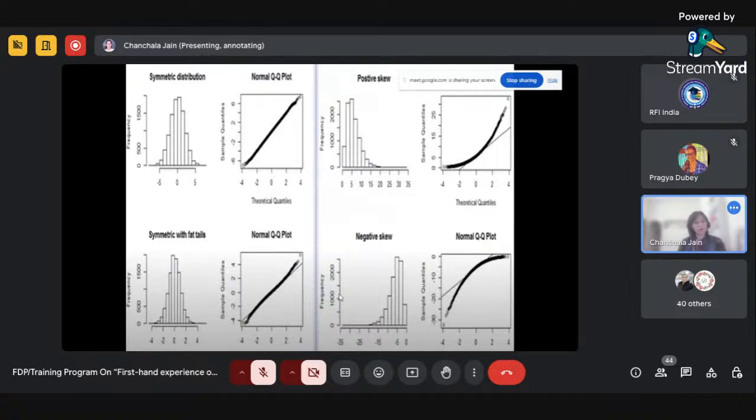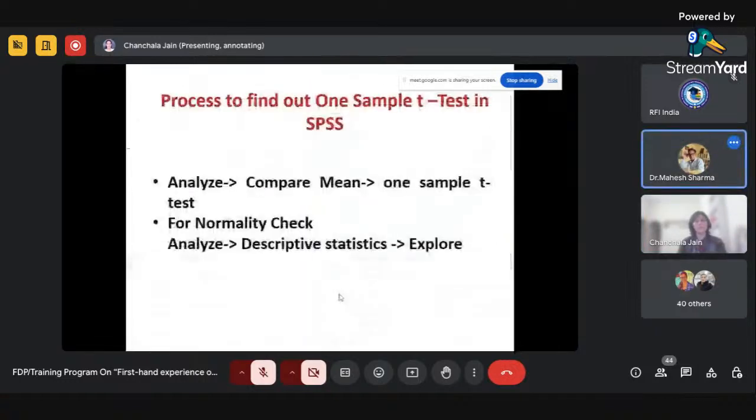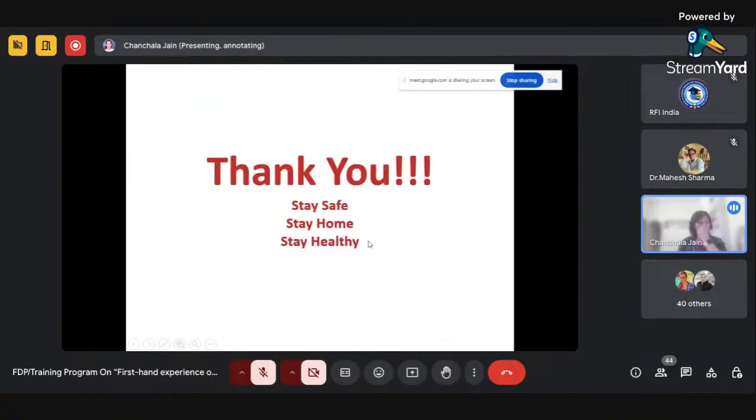Any doubt? No doubt. Okay. So now this is the process. Using this process, we can apply the one sample t-test, right? So I think this is about the theoretical aspect of the one sample t-test.